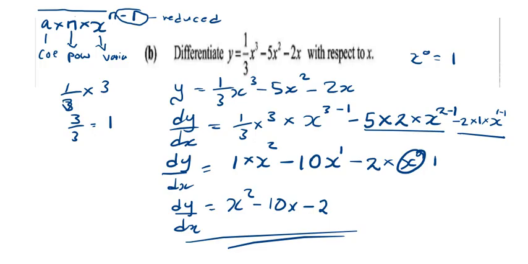And then negative 2 multiplied by what? x to the power 0. Any number or letter to the power 0, it's what? It is 1, right? So x to the power 0 is a 1. So 1 multiplied by negative 2 is just negative 2. So that is our answer.